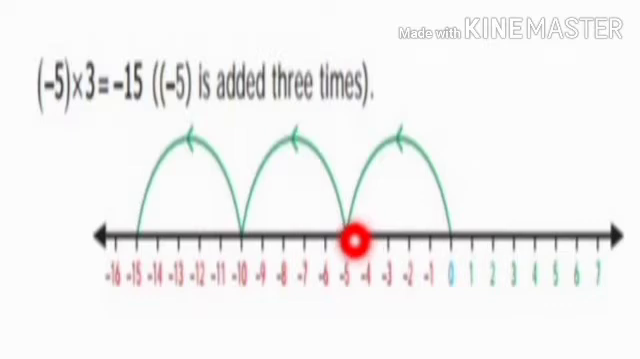So we need to repeat this 2 more times as we have already jumped 1 time. That is 2 times, 3 times. So at the end we land on minus 15, which is nothing but the answer of minus 5 into 3.